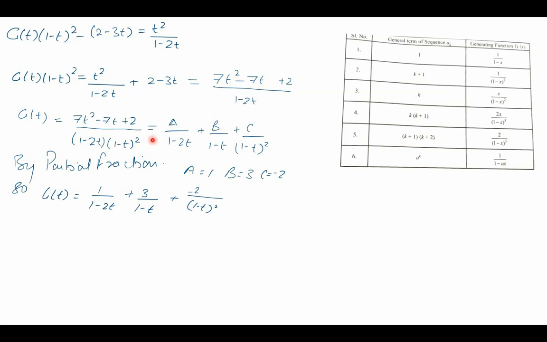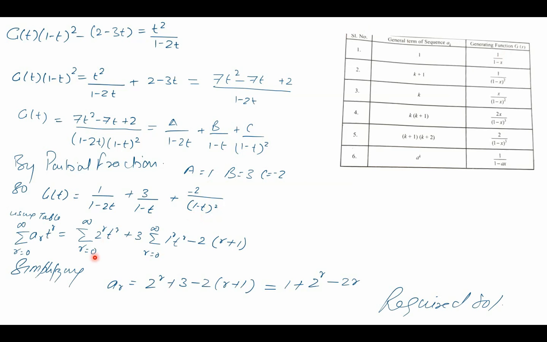Now using the partial fraction method, this is equal to a upon 1 minus 2t plus b upon 1 minus t plus c upon (1 minus t) square. By partial fractions, a is equal to 1, b is equal to 3 and c is equal to minus 2. So G(t) is equal to 1 upon 1 minus 2t plus 3 upon 1 minus t minus 2 upon (1 minus t) square.